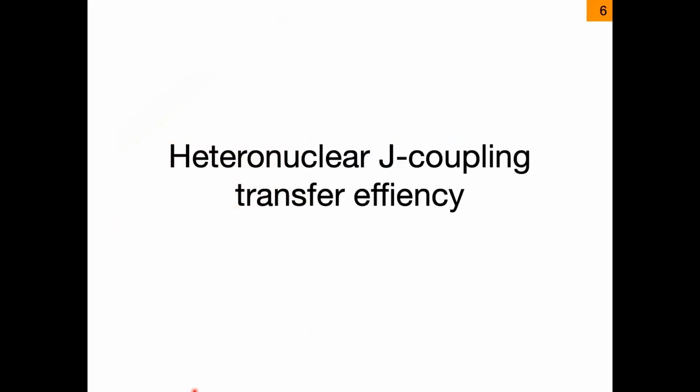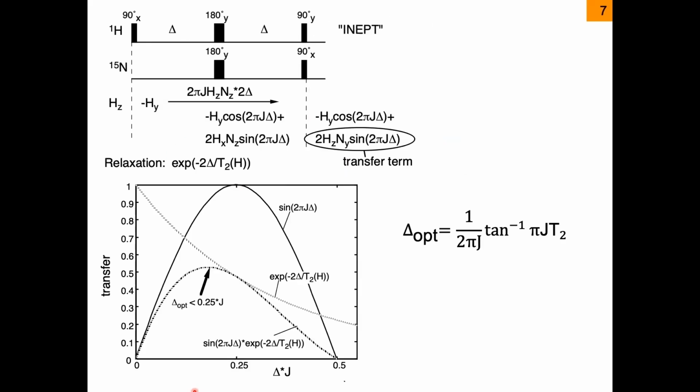And we have to think about the efficiency of the transfer by heteronuclear J-coupling. You see this INEPT element. Let's say this is connecting between an amide proton and a nitrogen. That's what we do very often. You have these pulses on the amide proton and on the nitrogen.